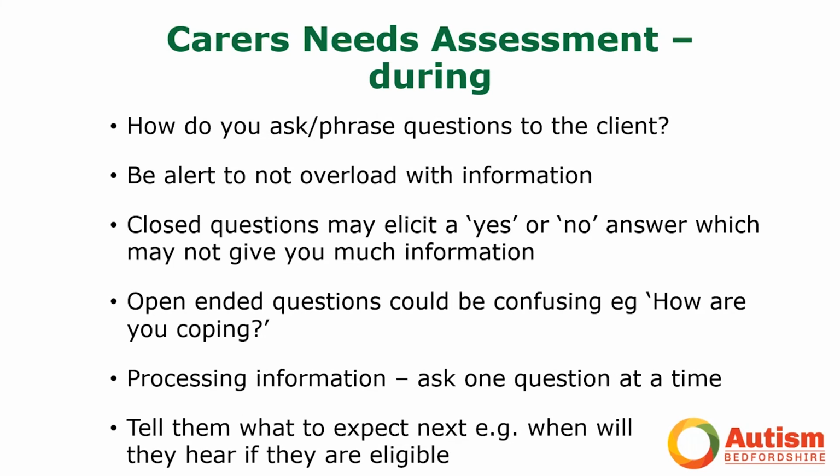And then during the carer's needs assessment, how do you ask and phrase questions to the client? Bear in mind again the fact of asking one question at a time. What we are really good at is asking a question and putting a little add-on question at the end, and so then you're asking two questions. Because of how an autistic person will process information, if you ask too much at one time, then often they will forget the first bit and then start panicking, and their anxiety will go up because suddenly they can't remember anything that you've asked them.